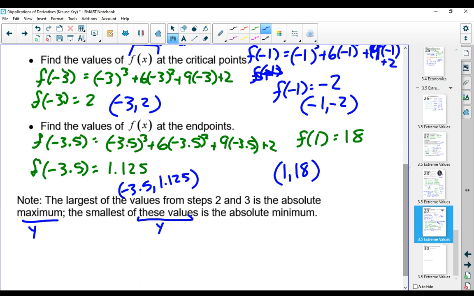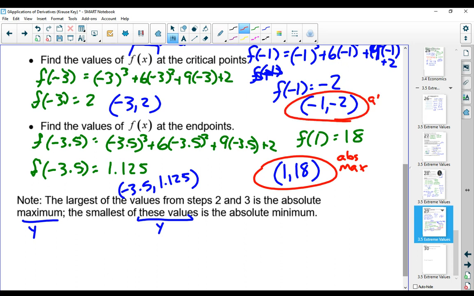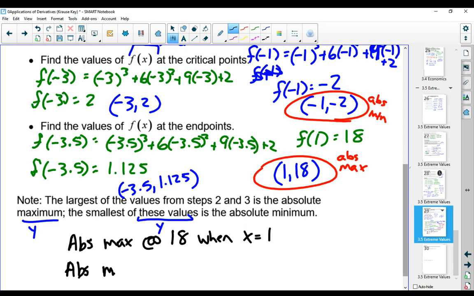So if we go through and look, we've got y values of 2, negative 2, 1.125, and 18. So this one here is going to be our absolute max. And then if we look for our lowest y value, it is here. So this is going to be our absolute min. So we're going to write this as an absolute max at 18 when x equals 1. And we have an absolute minimum at negative 2 when x equals negative 1.